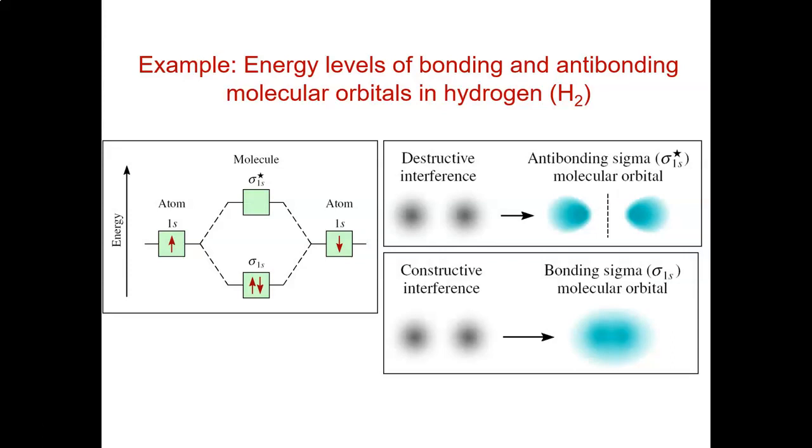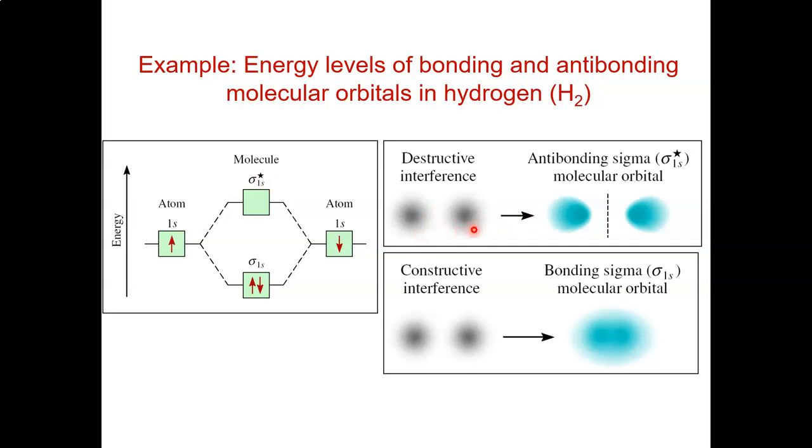This picture is an example of the energy levels for bonding and anti-bonding molecular orbitals in the hydrogen molecule, H2. We need two hydrogen atoms to form H2. This is one hydrogen atom, this is another hydrogen atom. When it is formed, this is the bonding orbital with lower energy, and this is the anti-bonding orbital with higher energy.